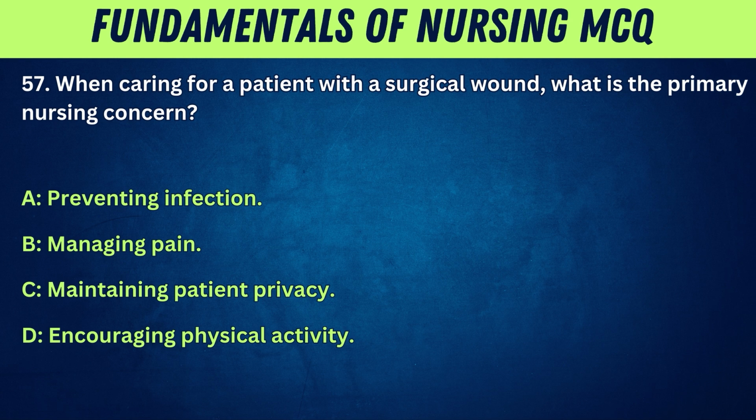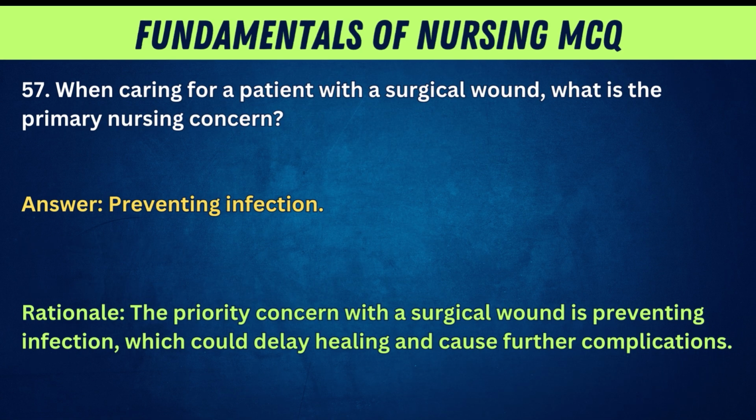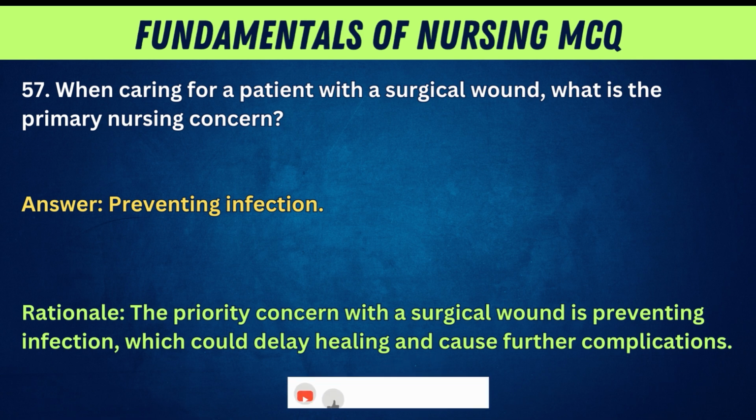57. When caring for a patient with a surgical wound, what is the primary nursing concern? A. Preventing infection. B. Managing pain. C. Maintaining patient privacy. D. Encouraging physical activity. Answer. Preventing infection. Rationale. The priority concern with a surgical wound is preventing infection, which could delay healing and cause further complications.